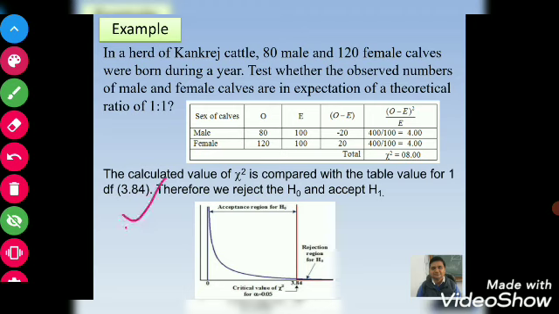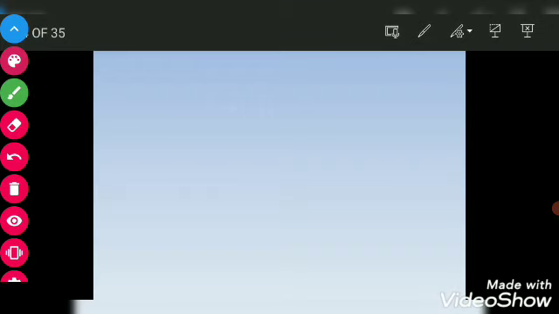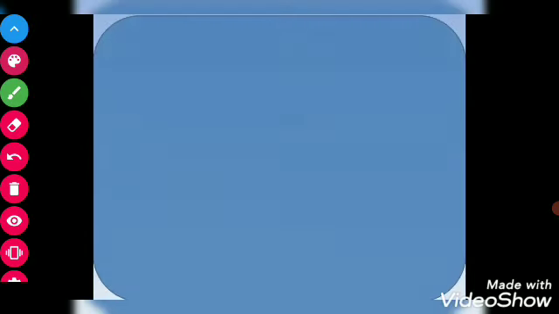So your calculated value is greater than tabulated value. Calculated value is greater than tabulated value. That is why you will reject the null hypothesis. And you see here, as earlier we have seen, this is the rejection region. So your calculated value is falling in this area. So you will be rejecting the null hypothesis. Now come to another point. Another example we will see.